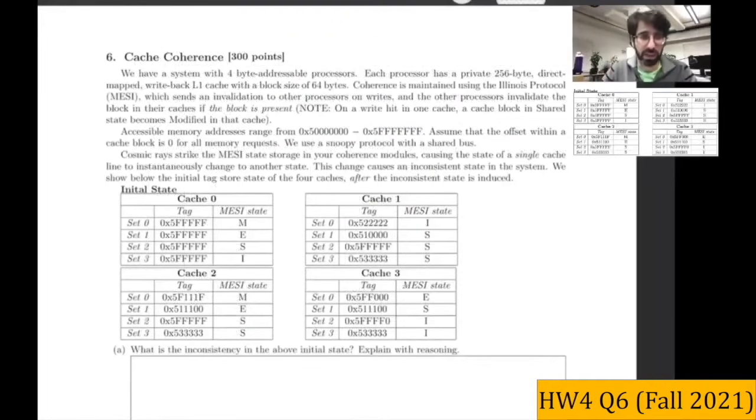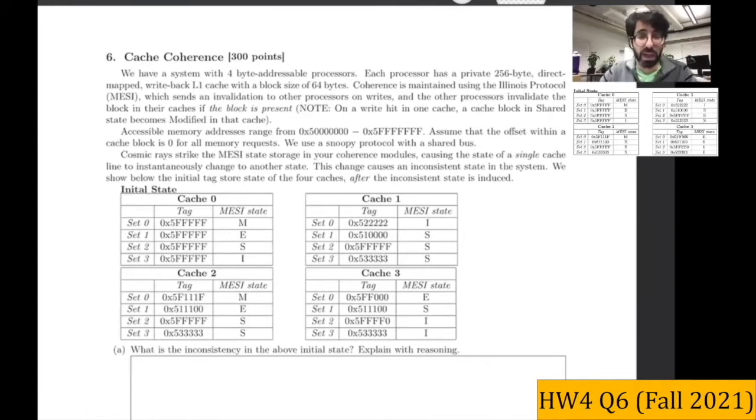Okay, I'm going to solve question 6 in homework 5. The question says the following. We have a system with 4 byte-addressable processors. Each processor has a private 256-byte direct-mapped write-back L1 cache with a block size of 64 bytes. Coherence is maintained using the Illinois protocol, or the MESI protocol, which sends an invalidation to other processors on writes, and the other processors invalidate the block in their caches if the block is present. As a note, on a write hit in one cache, a cache block in shared state becomes modified in that cache.